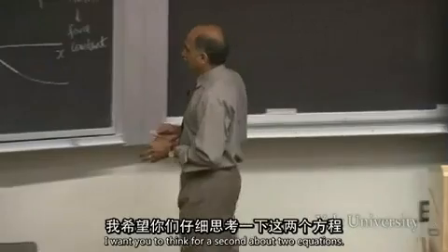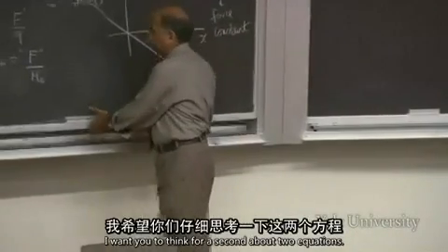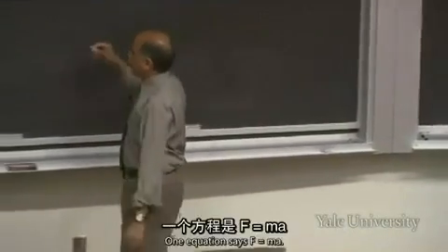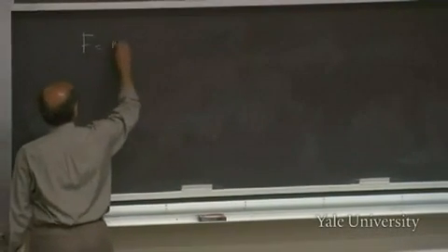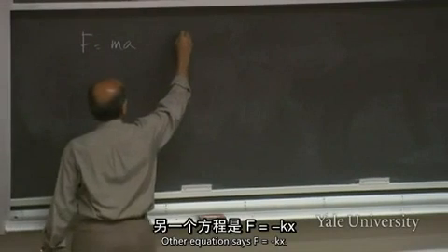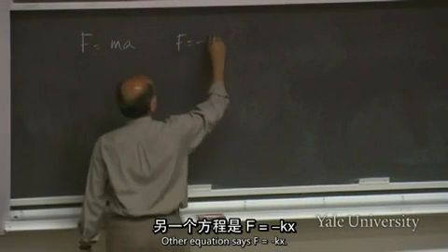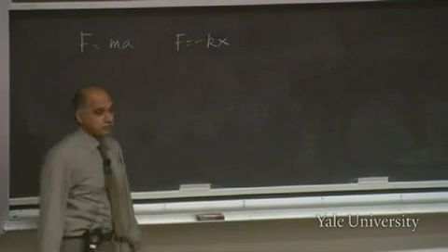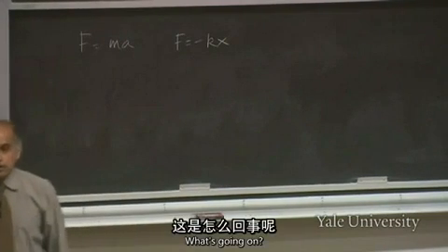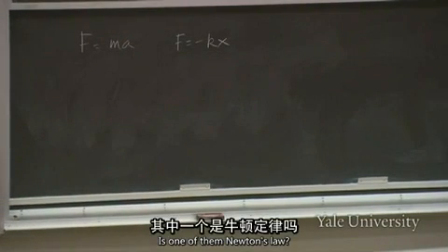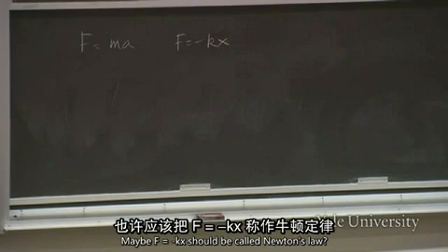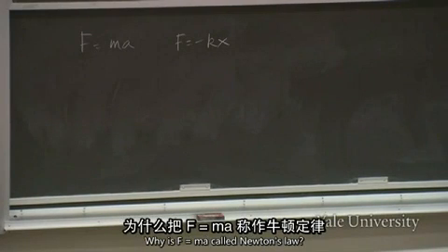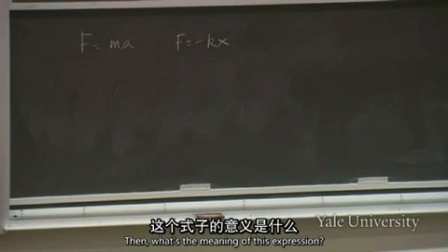So I want you to think for a second about two equations. One equation says F equals ma. Other equation says F equals minus kx. So what's going on? I mean, is one of them Newton's law? Then what's the other one? Maybe F equals minus kx should be called Newton's law. Why is F equals ma called Newton's law? Then what's the meaning of this expression?